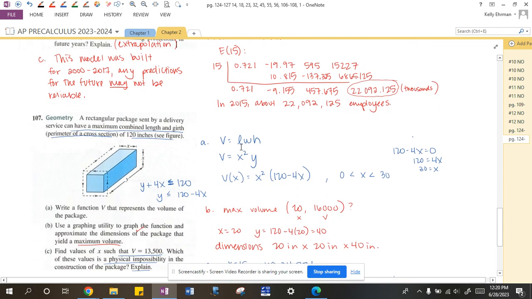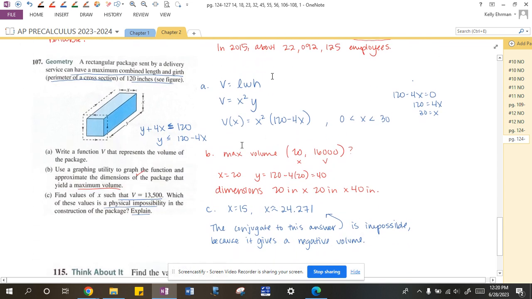Okay, our next one's a geometry problem. This kind of reminds me of ACT and stuff they kind of might want to put on our pre-calc AP exam. So this one takes a little extra thinking. It says a rectangular package was sent by a delivery service that can have a maximum combined length and girth, which is the perimeter across a cross section. What's a cross section? One of these little squares. Like if you slice through this thing, the little shape you would get is a square on the end. Cross section is the square.